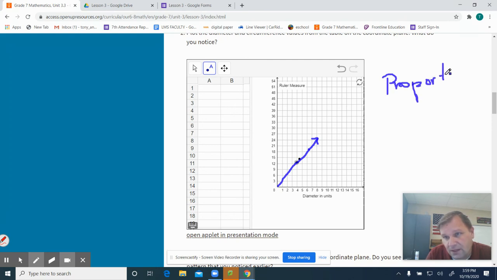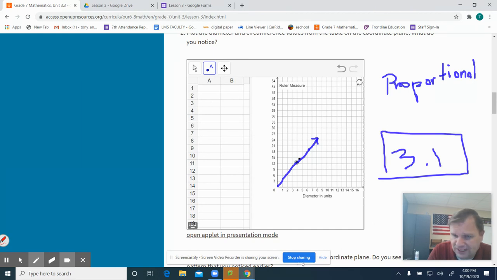Okay? So we know that we're going to be multiplying something, and that whatever we multiply by is going to be our constant of proportionality. Now remember, in the next lesson, you're going to use 3.1 as your estimate for that constant of proportionality right now.